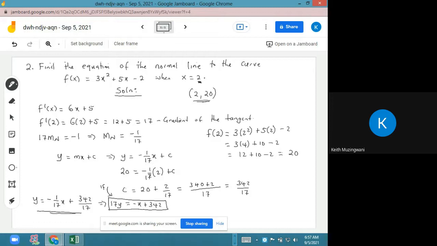So to find the normal line, you need to pass through the tangent. Get the gradient of the tangent first, because it's the one that is directly related to the first derivative. From there, use it to find the gradient of the normal. If you are given just a value of x, use that value in the original function to find the corresponding coordinate, which is the y coordinate, for you to have a full point to use when looking for c.